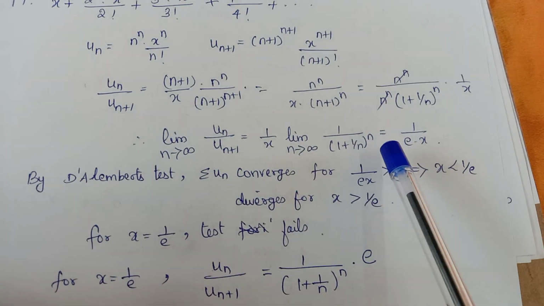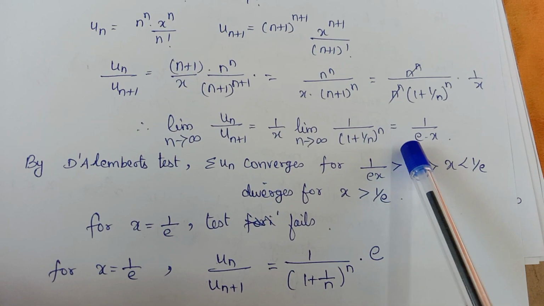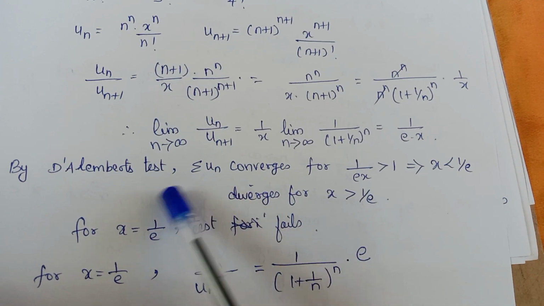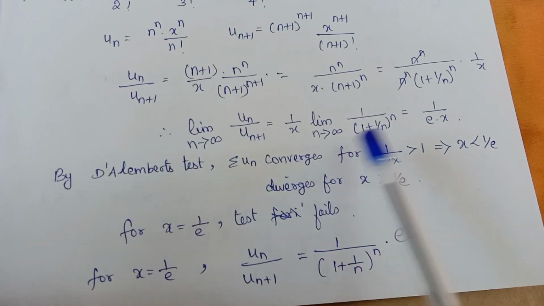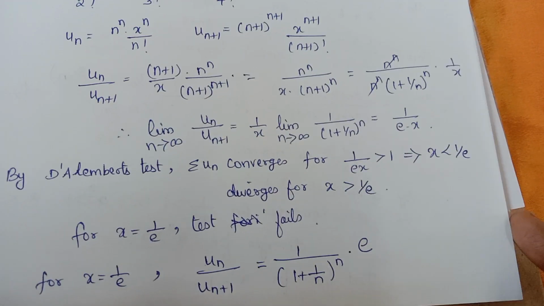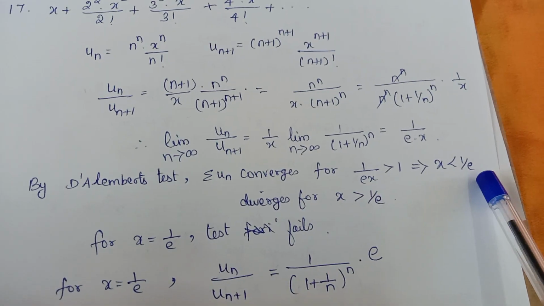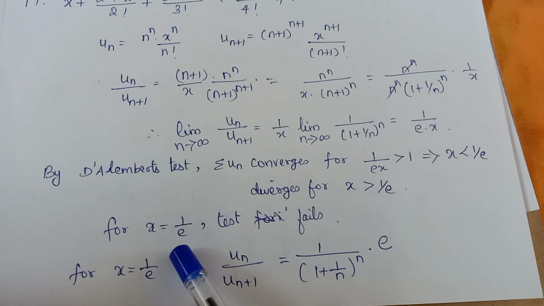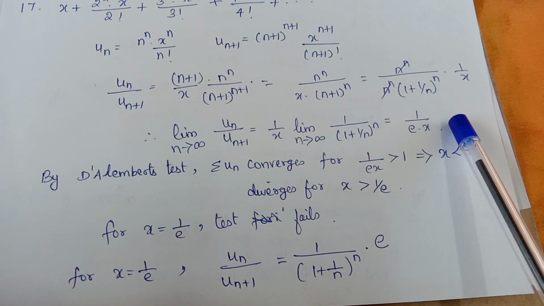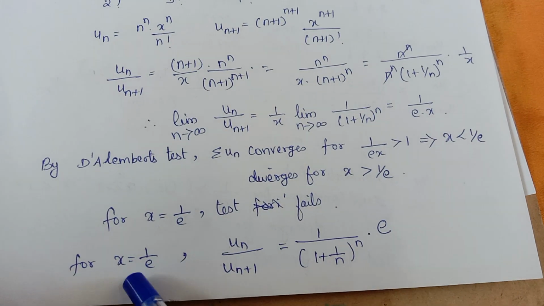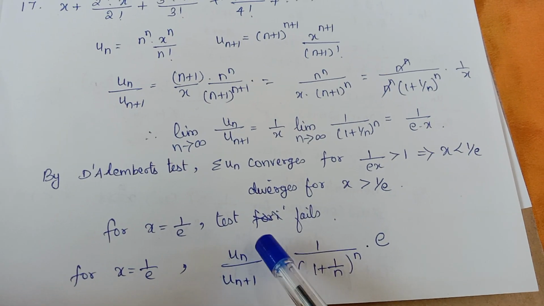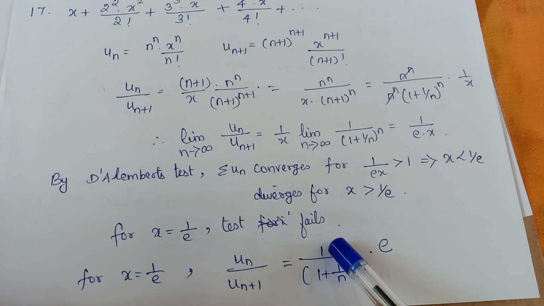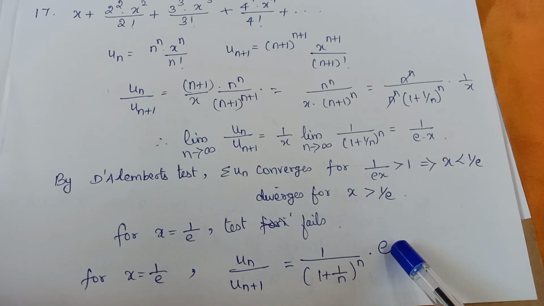So whenever you have terms containing exponential, see, by D'Alembert's ratio test, it converges when 1 by e x is greater than 1. That is, x is less than 1 by e. And divergent for x greater than 1 by e. And when x equal to 1 by e, it will become 1, no? So the test fails. So for x equal to 1 by e, what happens? Let's check. un by un plus 1 equal to 1 by 1 plus 1 by n power n into e.